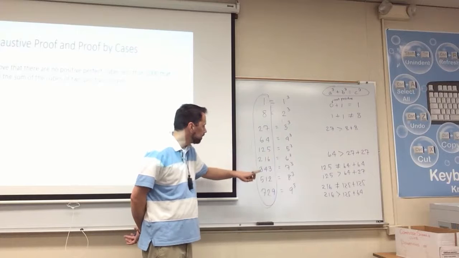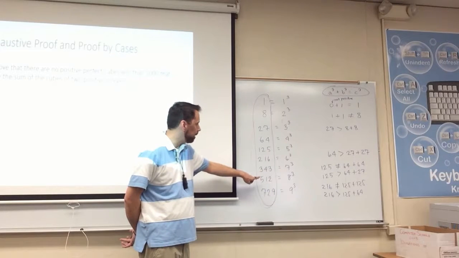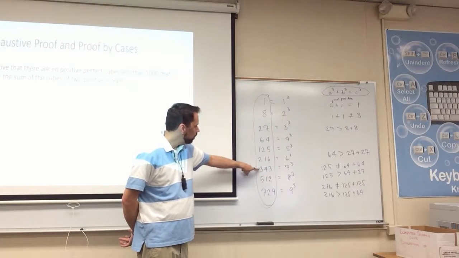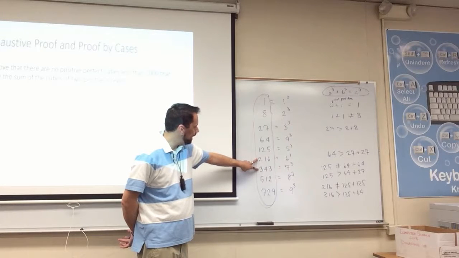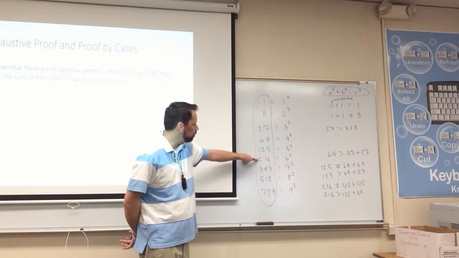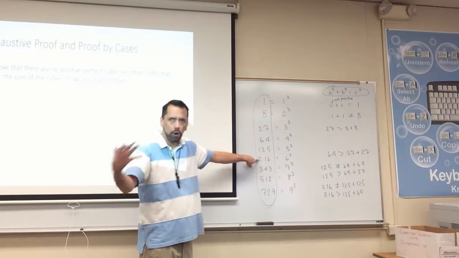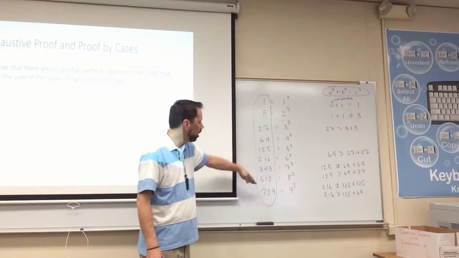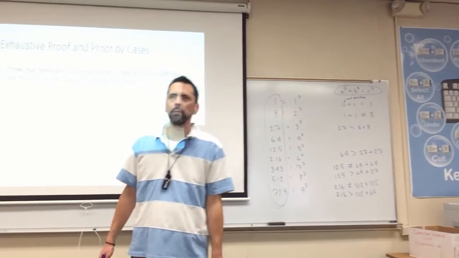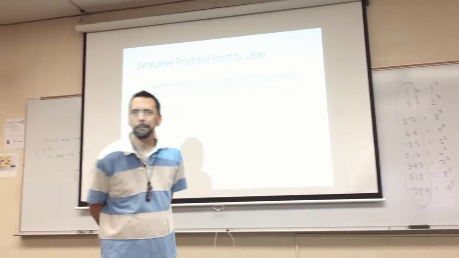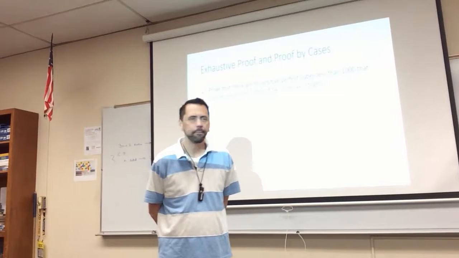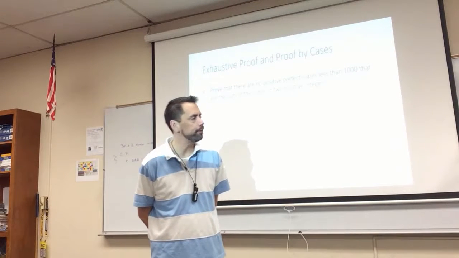I bet when you get to 512, you might have to check maybe one additional one. 343 plus 343 is too big. And this is also too big, 343 plus 216. The next biggest thing is 216 plus 216, which is too small. Okay? So as you go up, you might have to check just a couple more, but you really don't have to check that many. Okay? That's called an exhaustive proof.